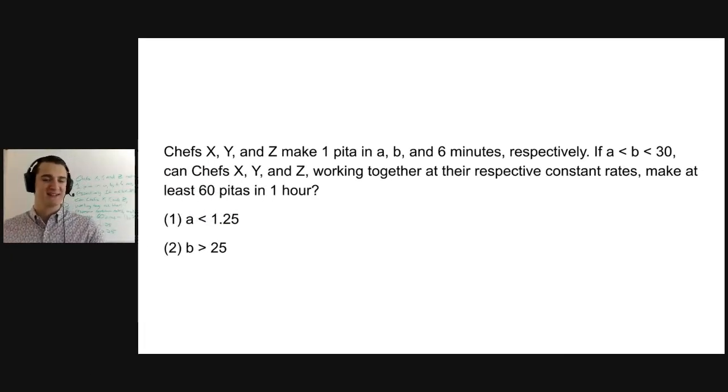Awesome. Hopefully you've had a second to work through this one. If not, you can go ahead and pause the video right here, but we'll go ahead and dive in. The question states chefs X, Y, and Z make one pita in A, B, and 6 minutes respectively. If A is less than B is less than 30, can chefs X, Y, and Z working together at their respective constant rates make at least 60 pitas in 1 hour? Statement 1 tells me A is less than 1.25, and statement 2 tells me B is greater than 25.